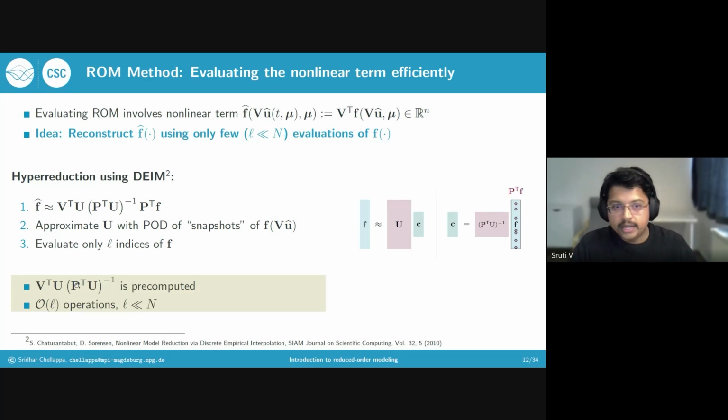And when you want to do the inference of the nonlinear part, all you have to do is sample the function at L locations. Therefore, we already achieve quite a bit of speed up because L is usually very, very small compared to capital N. So that's the main idea of the DEIM method.